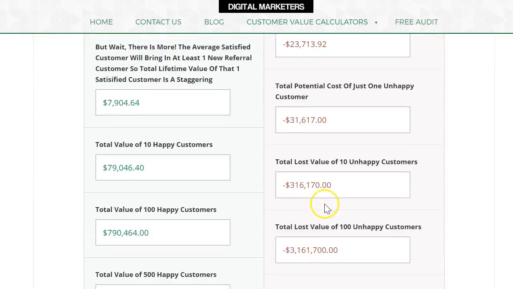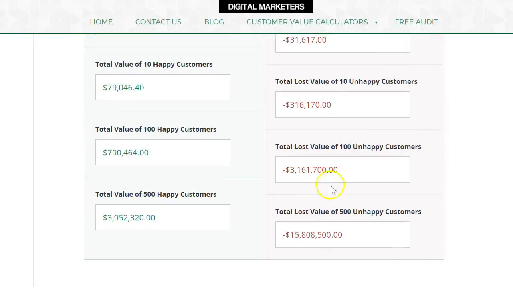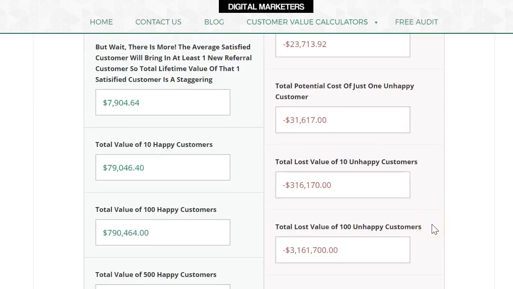But if you go out and you tick off 10 people that day because you've got a waitress or a waiter that's being rude and obnoxious, it could cost you over $300,000. And if you have 100 customers come in that year that are unhappy, it's going to cost you $3 million in potential lost revenues. And the same thing goes with 500. It's 15 million. These numbers are staggering. Run them yourself. Cut them up any way you want to, but these are all based on industry averages.